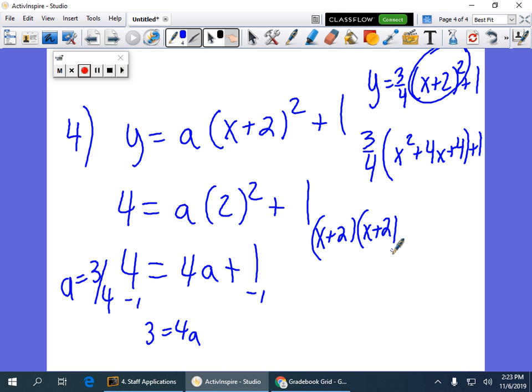I didn't show all my work. X times x is x squared, x times 2 is 2x, 2 times x is 2x, 2 times 2 is 4, combined like terms, x squared plus 4x plus 4. Yes? I don't want to have girls' names on here, so what do I do next? You distribute the 3/4. Okay, so we're almost done.